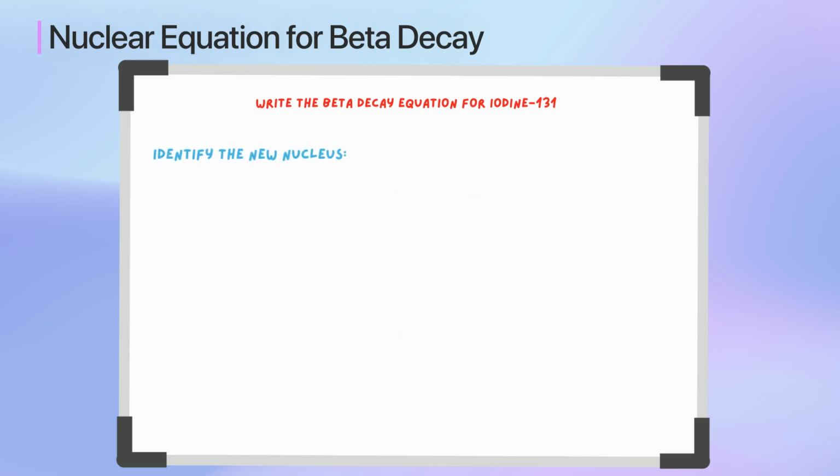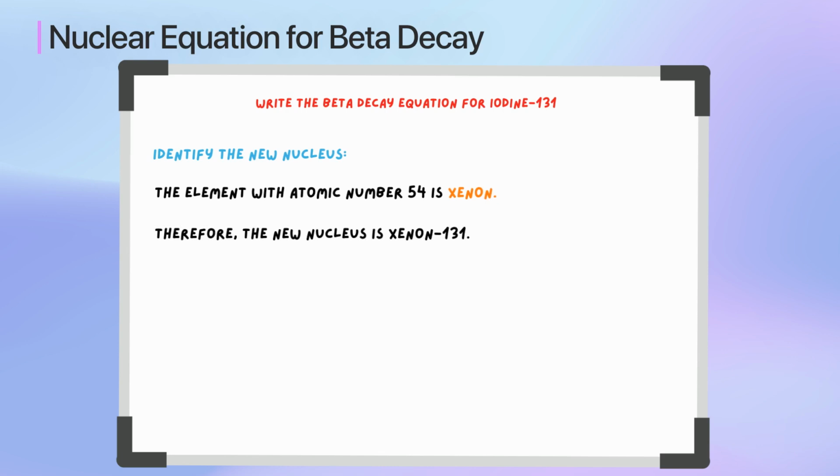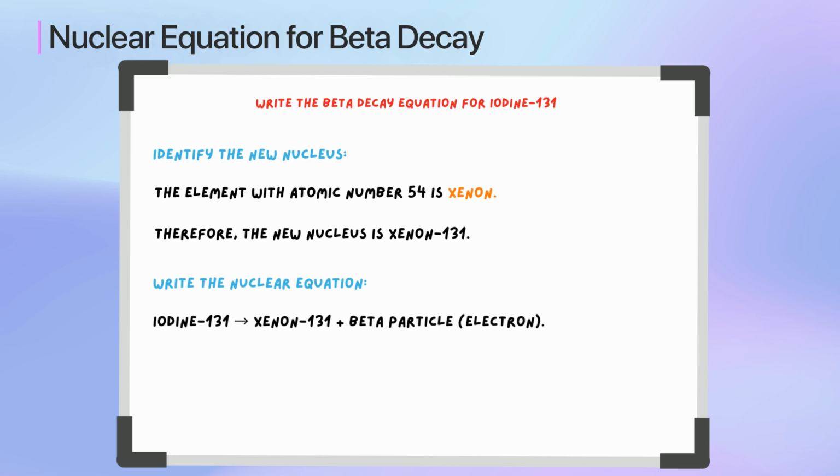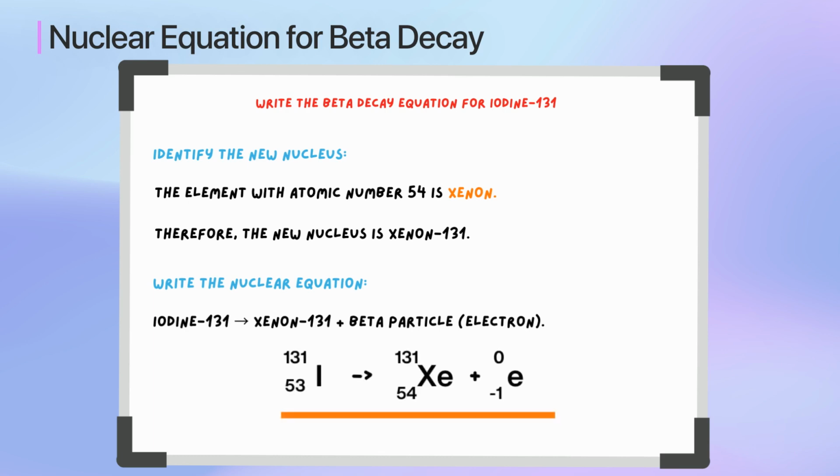Now we can identify the new nucleus using the periodic table. The element with atomic number 54 is xenon. Therefore, the new nucleus is xenon-131. We can now write the nuclear equation as iodine-131 becomes xenon-131 plus a beta particle or electron.